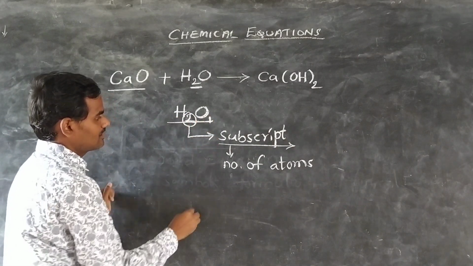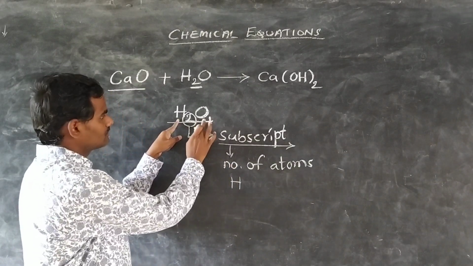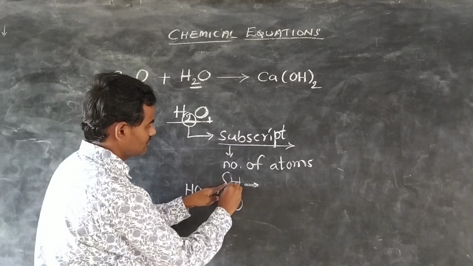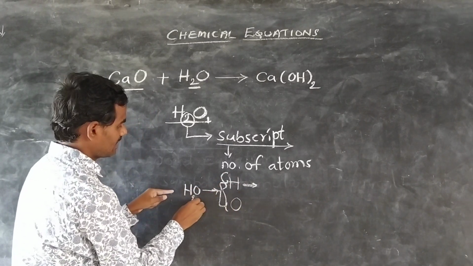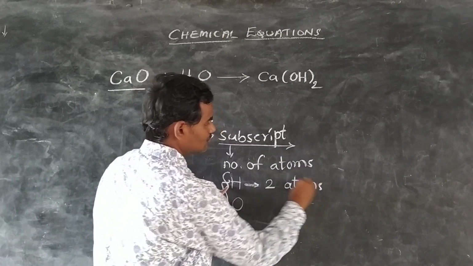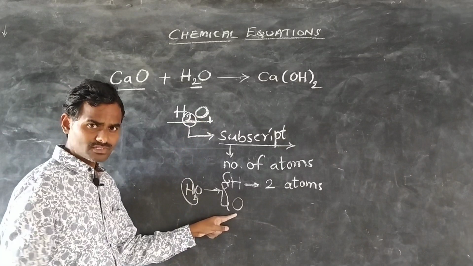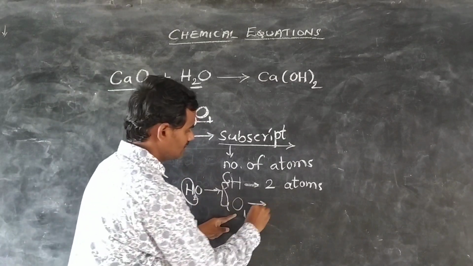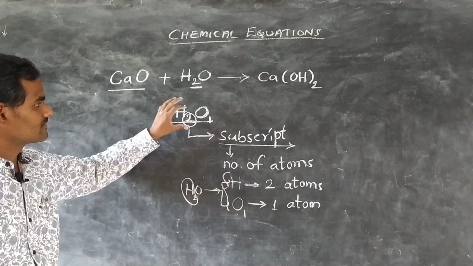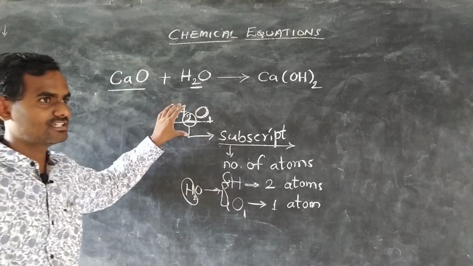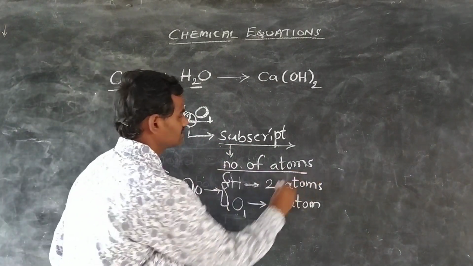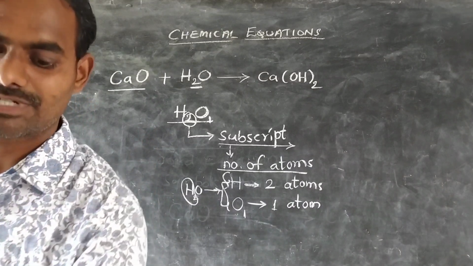For example, water contains two types of atoms, hydrogen and oxygen. Hydrogen has a subscript of two, so it contains two atoms of hydrogen. Oxygen does not have any subscript, which means it has one atom. So this is the use of subscripts: to tell how many atoms of each element are present in the compound. This is the formula representation using numbers.